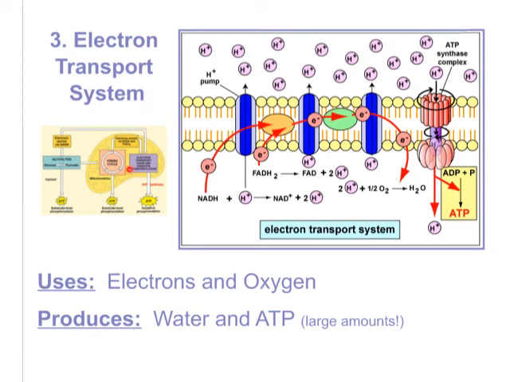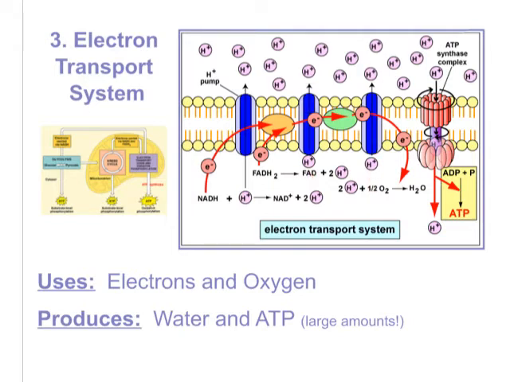Number 3, electron transport system. This is what we've been talking about and anticipating, waiting till we finally get to this electron transport system, right? So it's the last step in cellular respiration. It uses some of those electrons that we've been producing. Remember, we produced some electrons in glycolysis and in the Krebs cycle, and now we're going to use them in this electron transport system. What in the world do these electrons do? They enable us to pump hydrogen across the cell membrane.